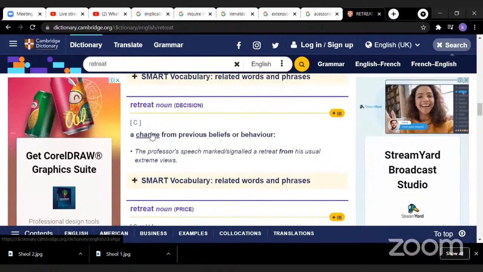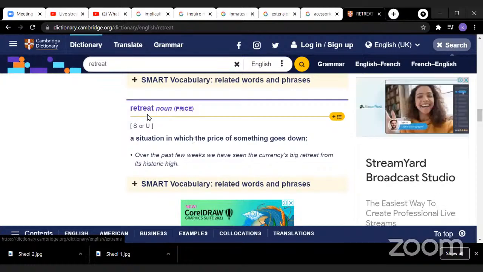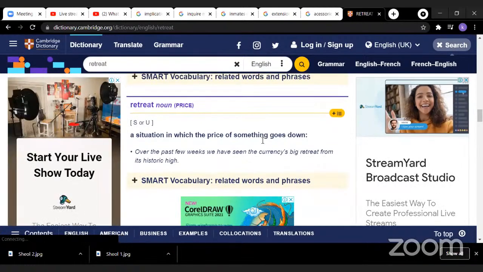Next definition, retreat as a noun, a change from previous beliefs or behavior. So you were not following the instructions. Now it's taken away from you, right? Where your life is taken away from you. That's a blunt change in your behavior. So let's see, retreat as a noun, continued, a situation in which the price of something goes down.